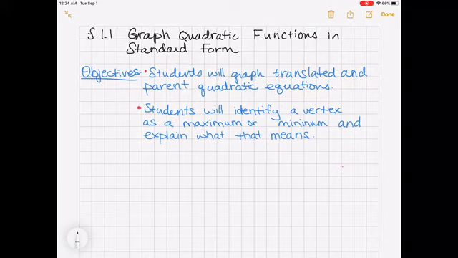Today we're talking about graphing quadratic functions in standard form. Today students will graph translated and parent quadratic equations, and students will identify a vertex as a minimum or maximum and explain what that means.